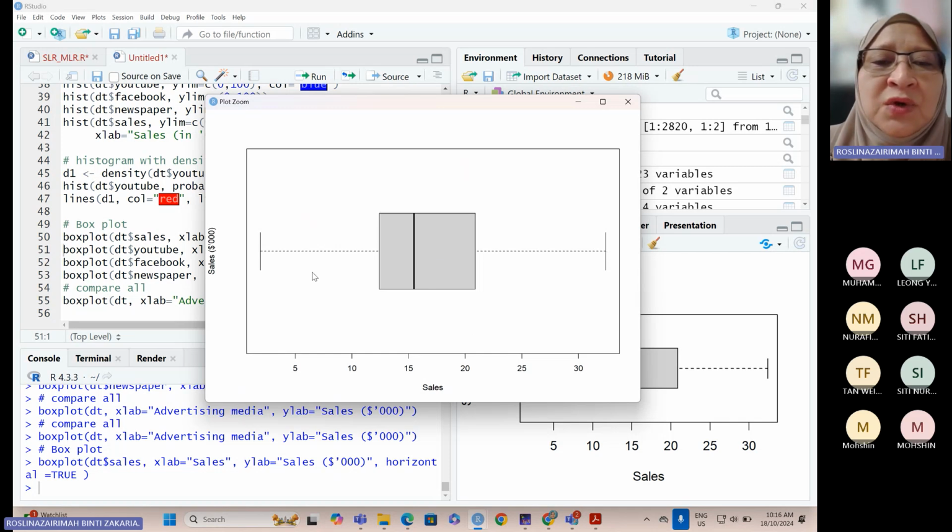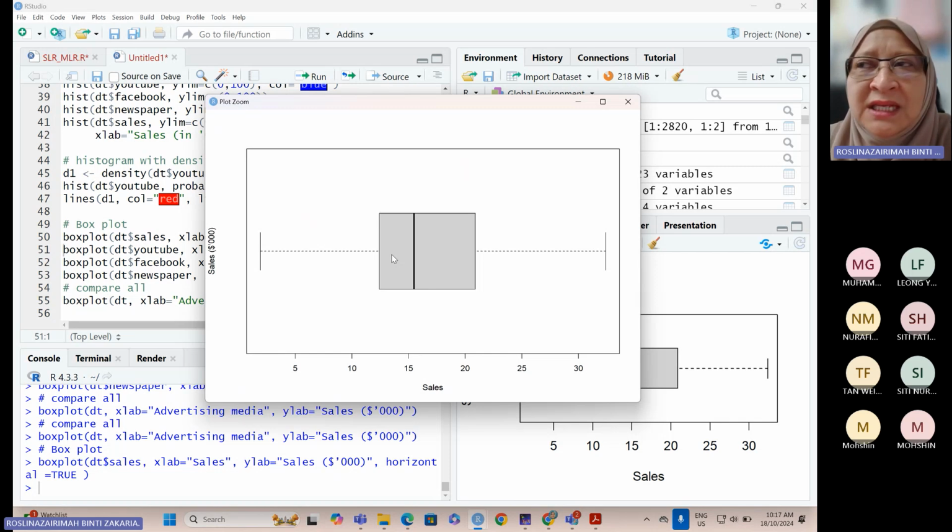So from this box plot, we can see how the data is being distributed. We look at the median. If the median is on the left, it is right skewed. The box plot doesn't show the mean. Sometimes some box plots do show it, but they have a different code. For this code, there is no mean shown.